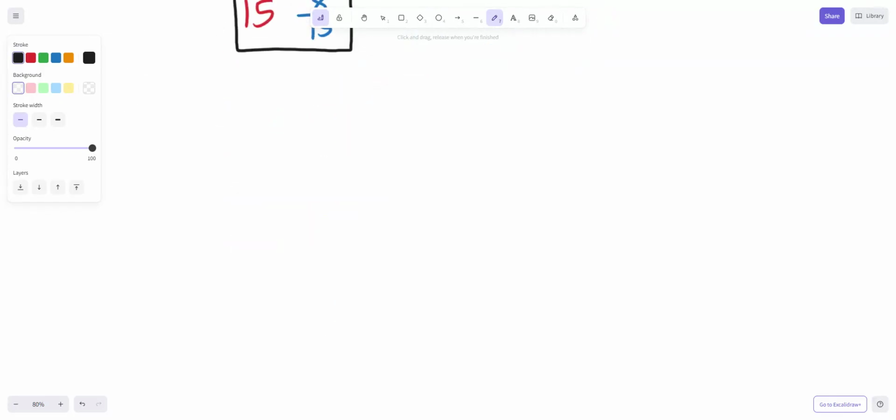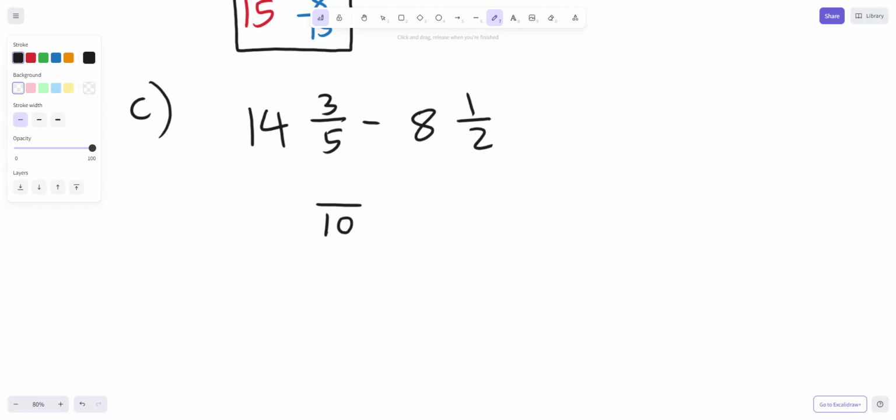And then part C. Let's have 14 and 3/5 minus 8 and 1/2. So now we're subtracting, got to make sure we don't need to borrow in this case. My common denominator of 5 and 2 is 10. So then 5 times 2, so 6 times 2, 2 times 5, 1 times 5. Okay, so I have 14 and 6/10 minus 8 and 5/10.